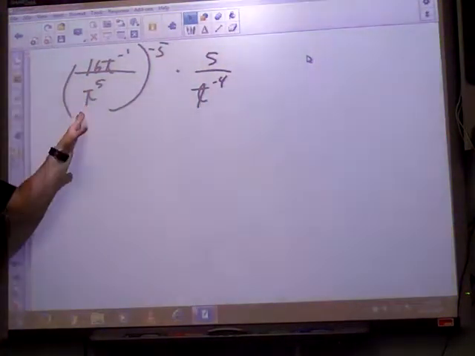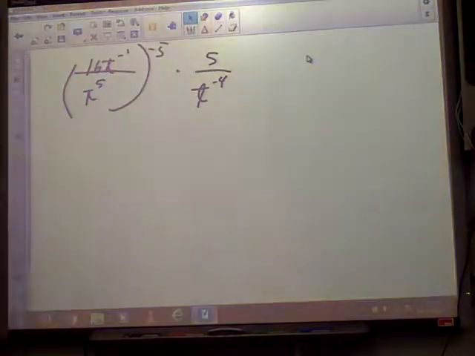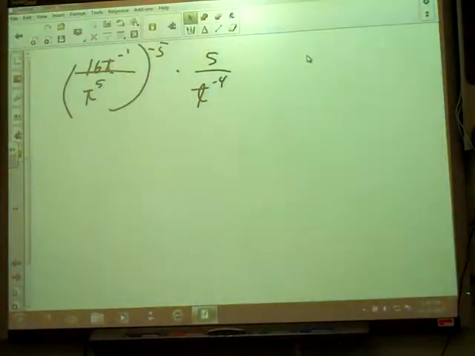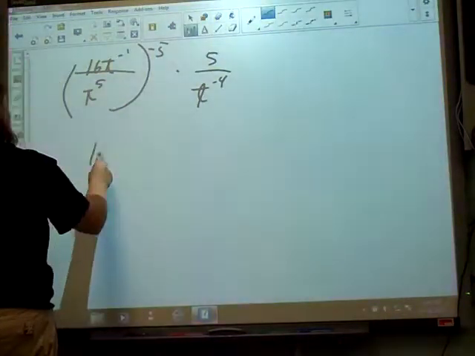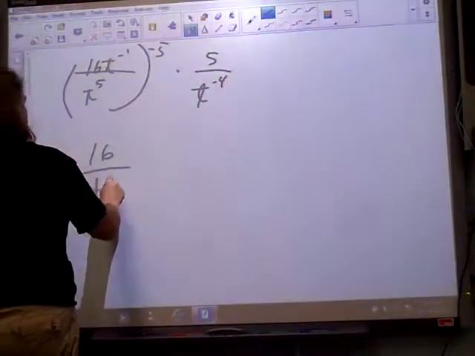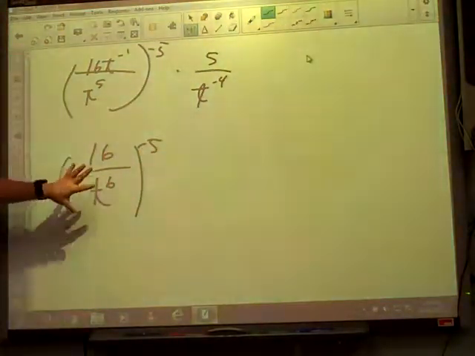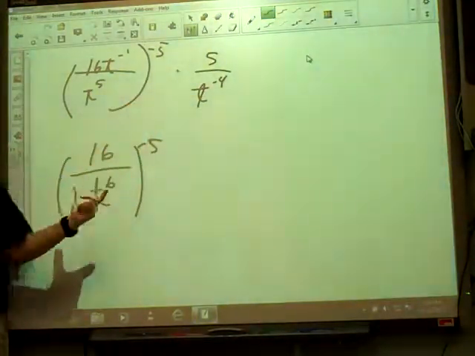There's already a t to the 5th down there. So I've already got a t to the 5th, and I'm bringing a t to the first. What will I have? T to the 6th. So we're going to have 16 over t to the 6th, all to the negative 5th. Let's stick with this side, and we'll save that one for last.